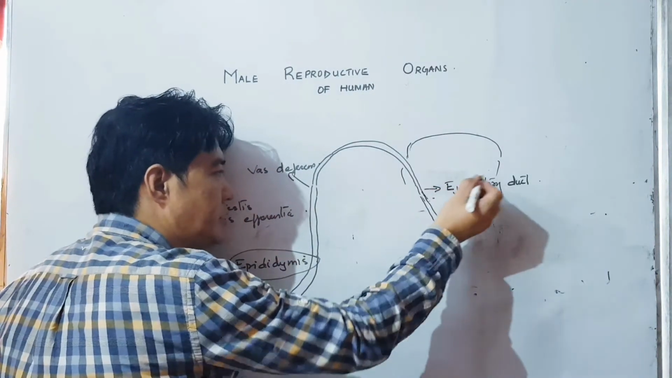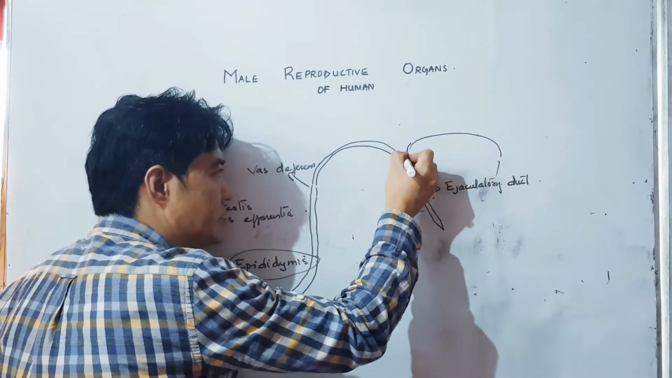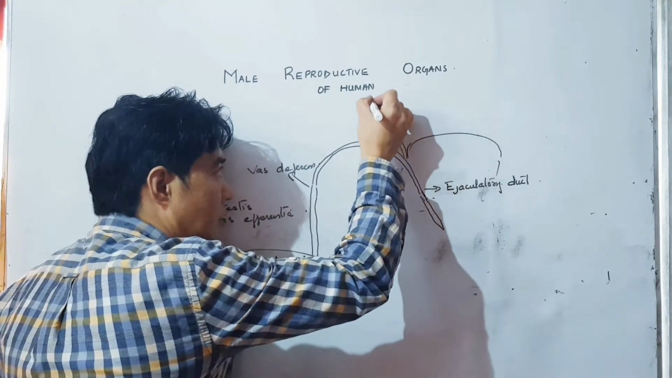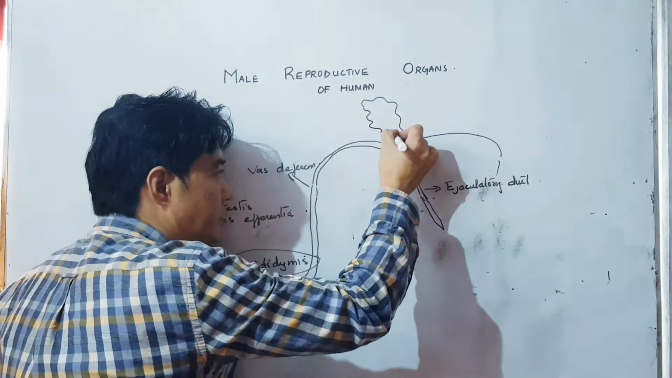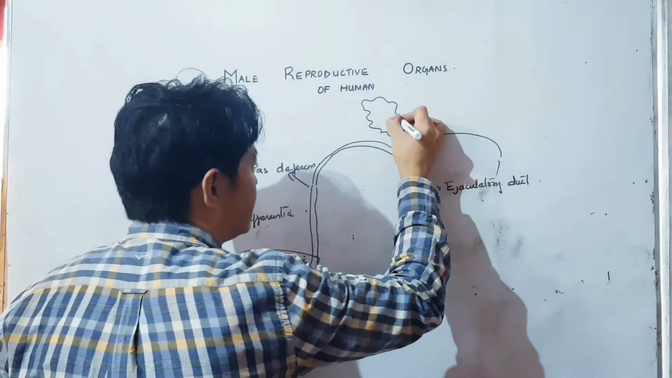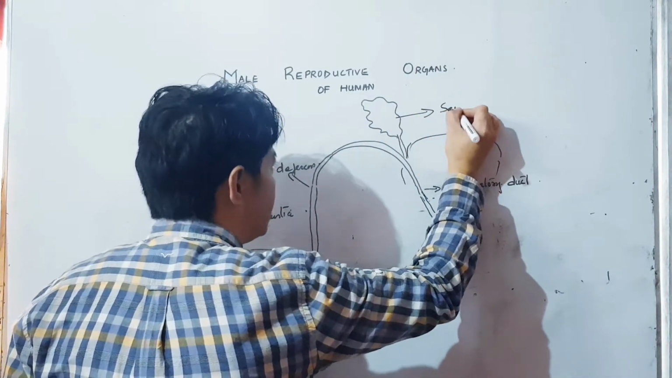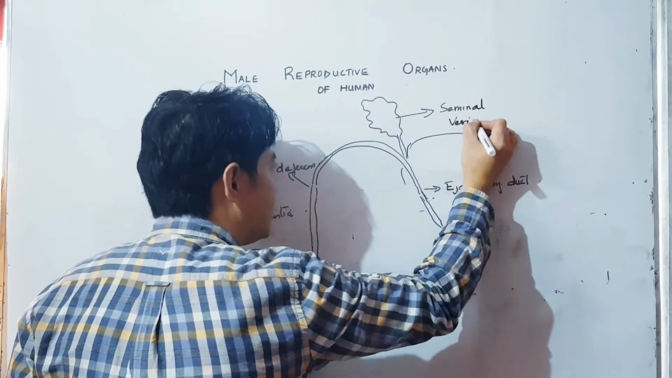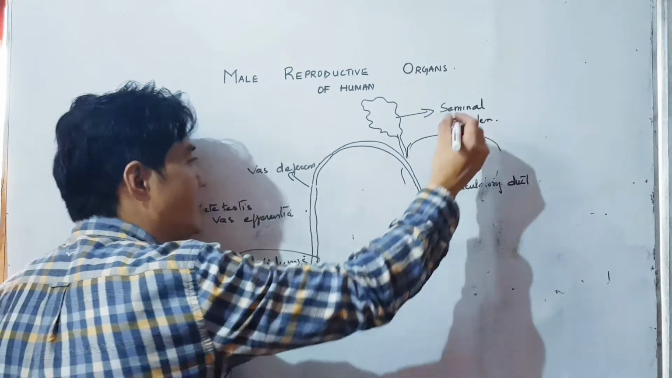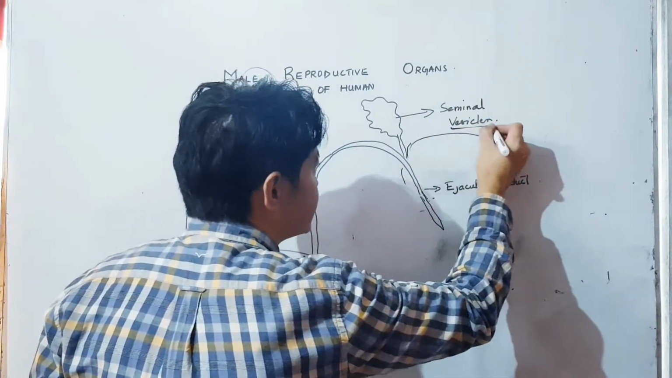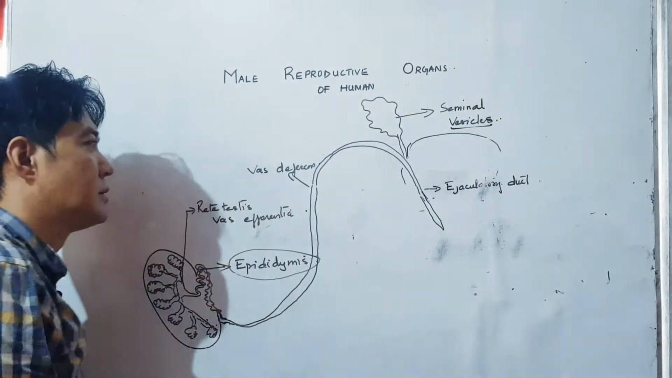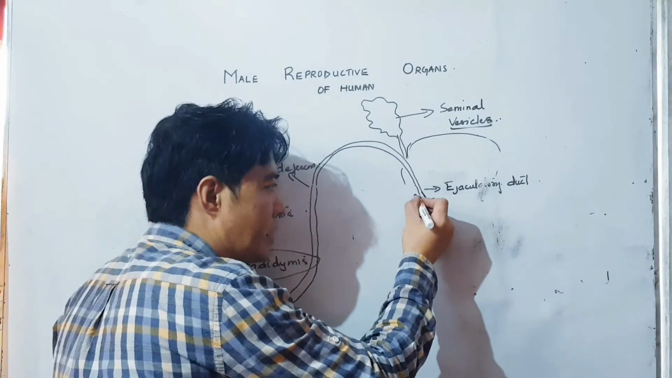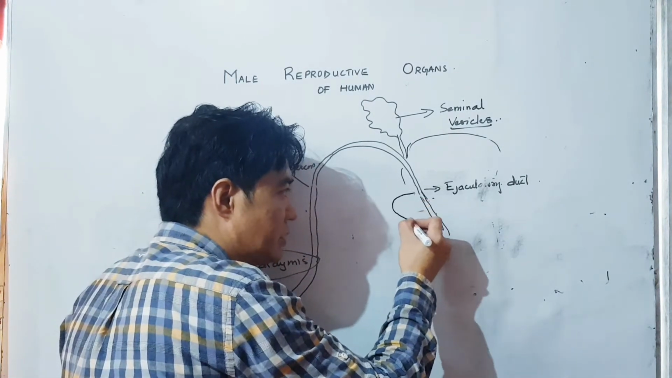Near the ejaculatory duct and vas deferens, you will find one gland, that is the seminal vesicles, and another gland in the ejaculatory duct below the seminal vesicles.